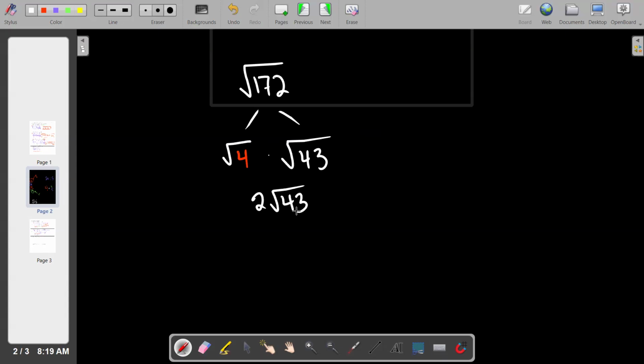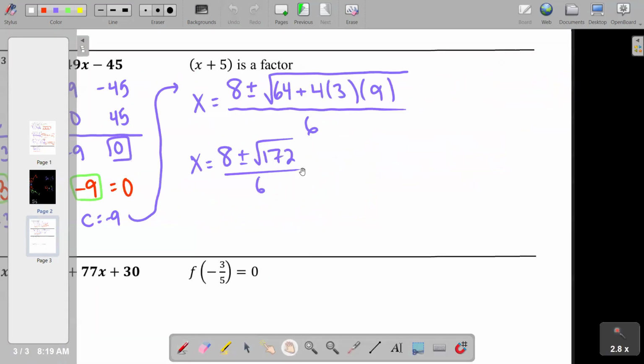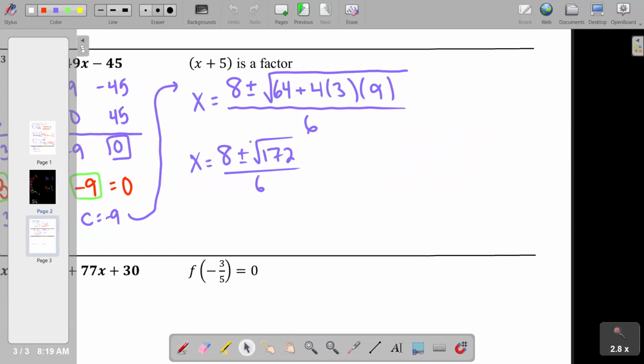So we're going to go back to the other page now, and where it used to say the square root of 172, I'm going to say, no, no, no, I can do better than that. I'm going to write you now as x equals 8 plus or minus 2 roots of 43 divided by 6. And then I still got this nice space over here in which I can now write my answers.